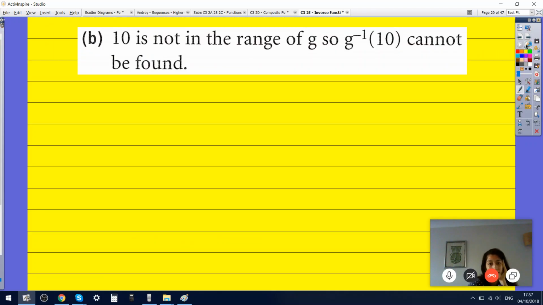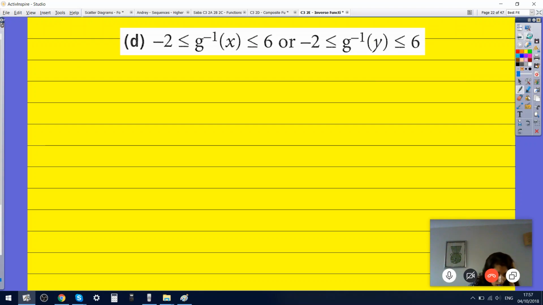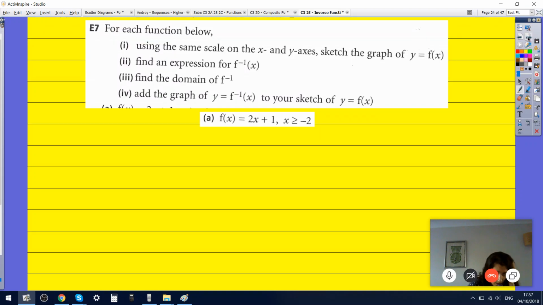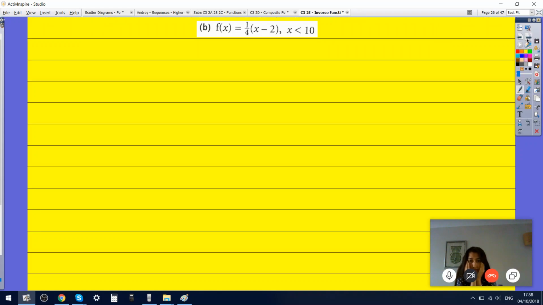Okay. 10 is not in the range. Yep. g inverse of y. Okay. Let's see. For each function below, using the same scale, sketch these graphs. I think it'd be okay. Find an expression for the inverse. Find the domain. Okay. So for this one, add the graph. Nah, it's okay. This stuff is to do with the graphs. Yep.